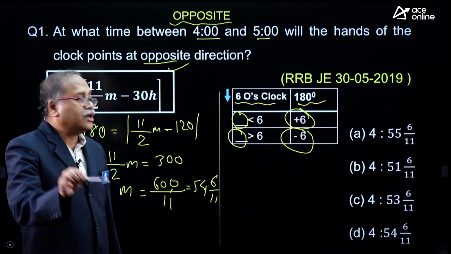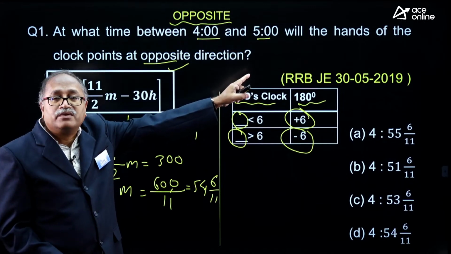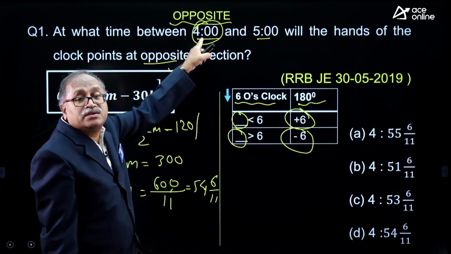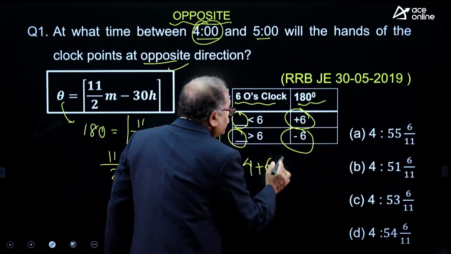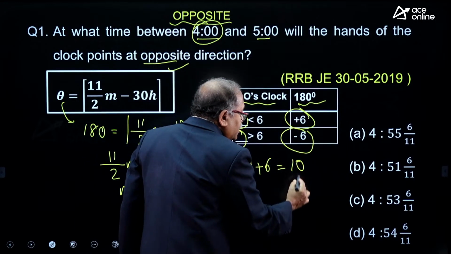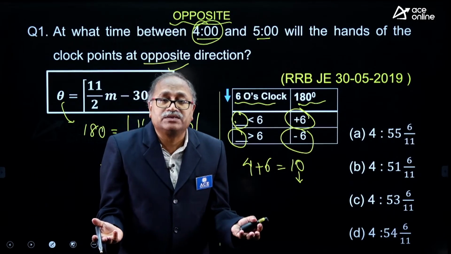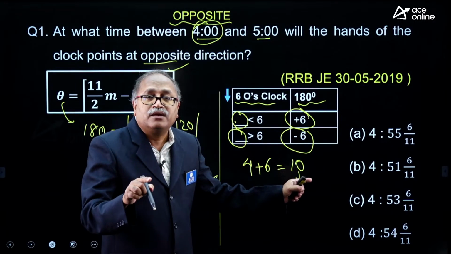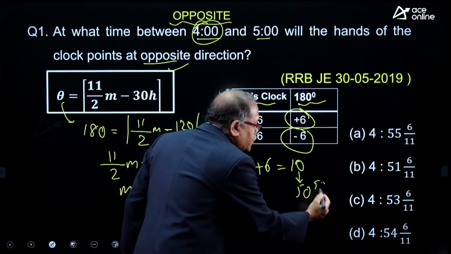Practically, I am explaining with the same question. Between 4 o'clock and 5 o'clock, at what time will the hands of the clock be opposite to each other? 4 o'clock is less than 6, so add 6 to this. I am purposefully writing 4 plus 6. If the number is less than 6, add 6. So you get 10. 10 means how many minutes? 10 into 5, 50 minutes. When the minute hand is on 10, it is 50 minutes. So your answer is 50, 50 by 11.